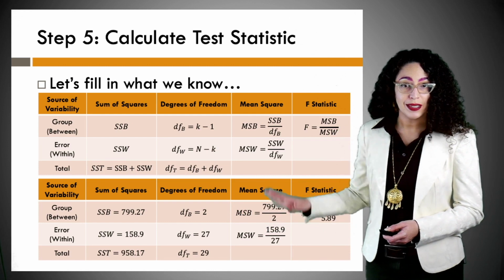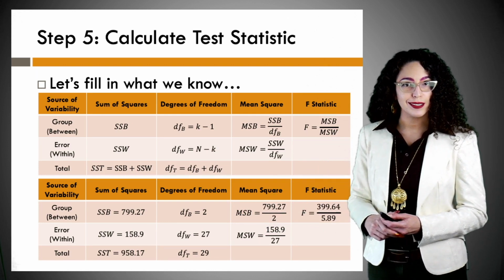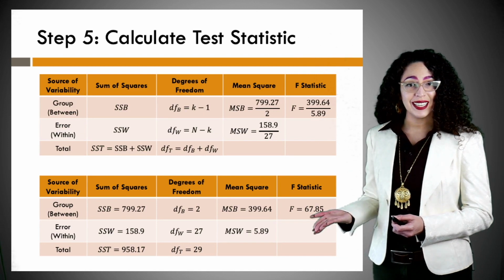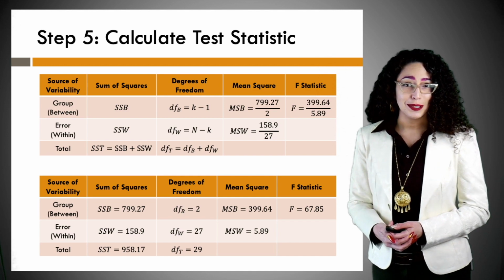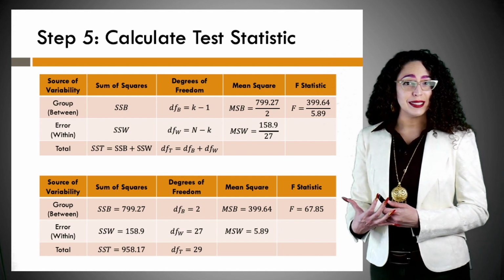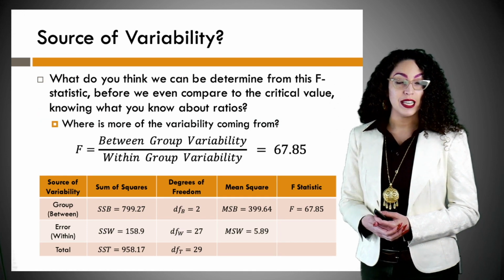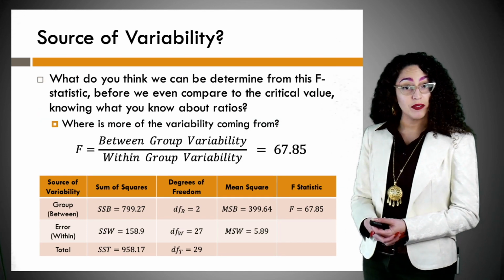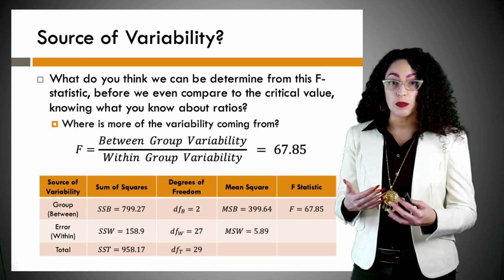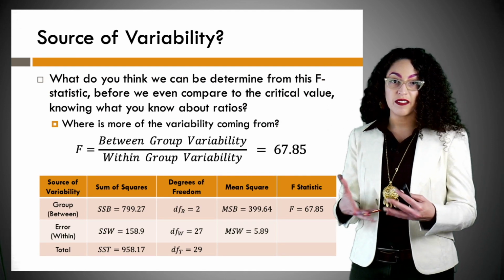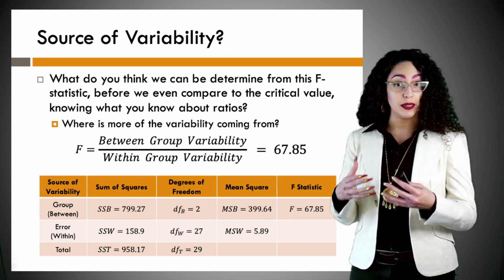Now, we have all this filled in, great, but we want that F-test. What's the F-test? Our F-statistic is 67.85. What was our critical value? Yeah, this is pretty big, so that's exciting. Where is most of the variability coming from in this example? Do you think it's all the people in each group are just very different from each other and there's a lot of variability amongst them? Or do you think this is coming from between the groups?